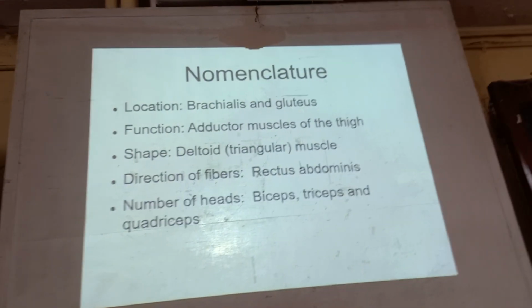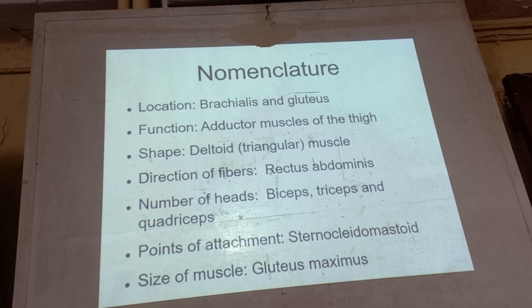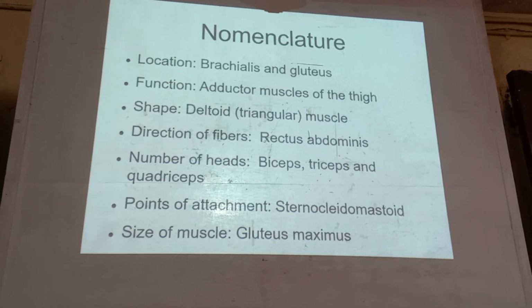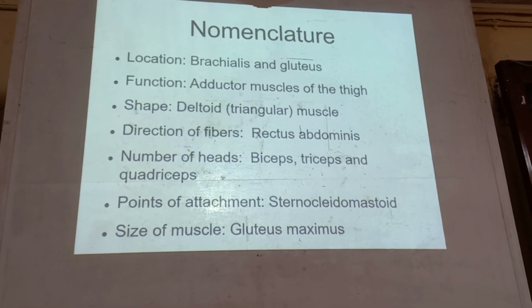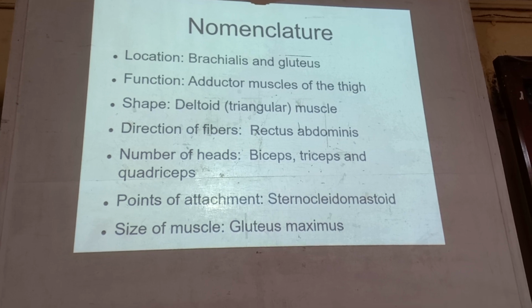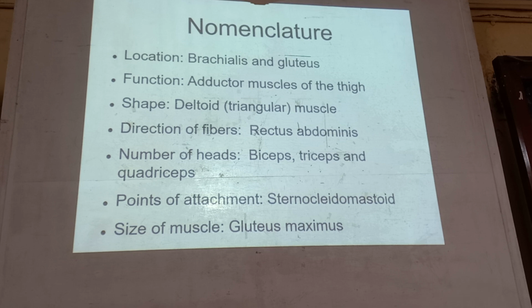Muscles are named based on location, function, shape, direction of fibers, number of heads, points of attachment, and size of the muscle. Seven points by which muscles are named.